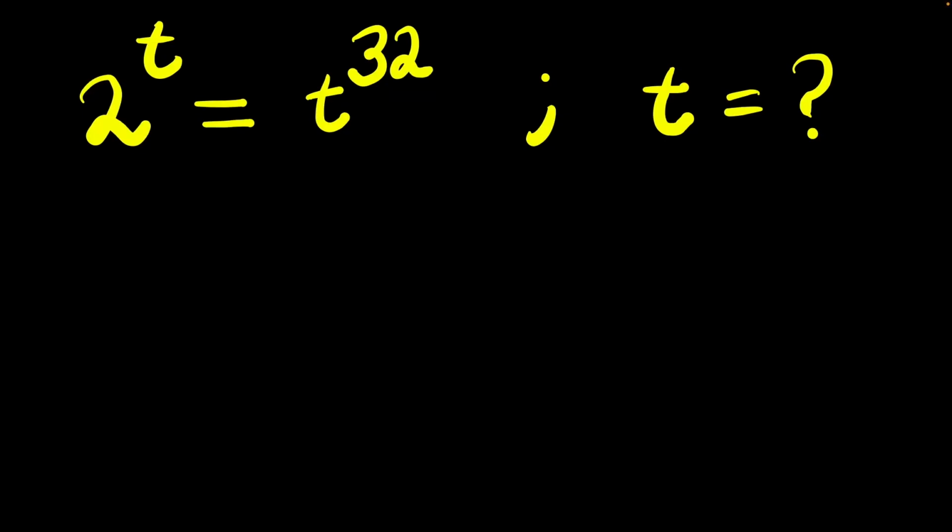There is a hidden trick in this question. Can you find it? Today I have a very interesting question for you, which is 2 to the t is equal to t to the 32. What is the value of t?